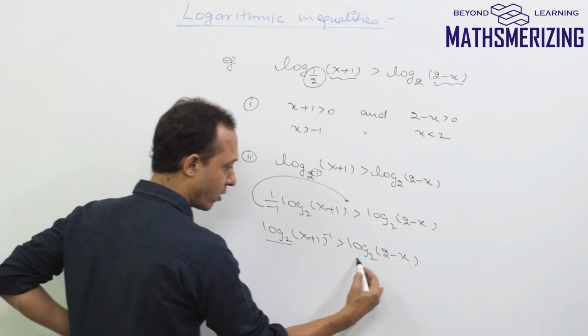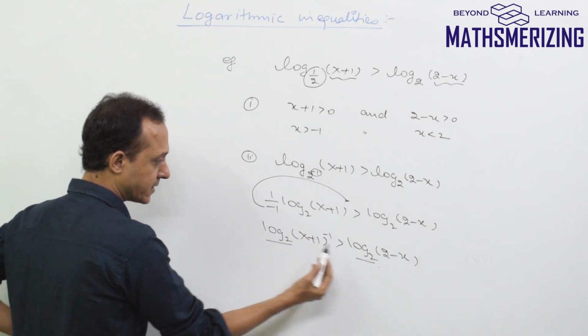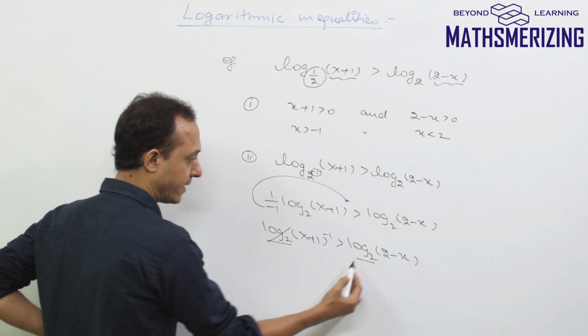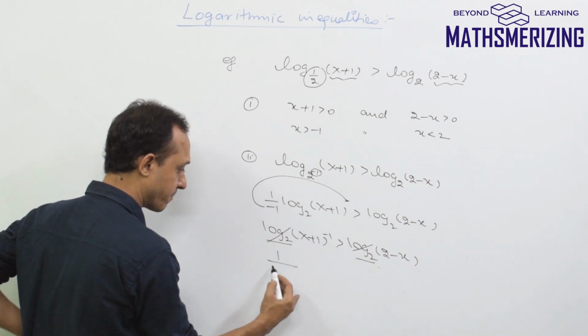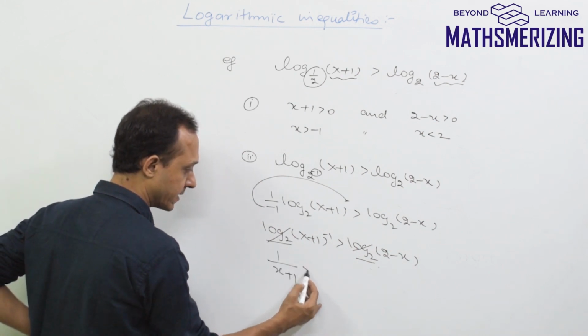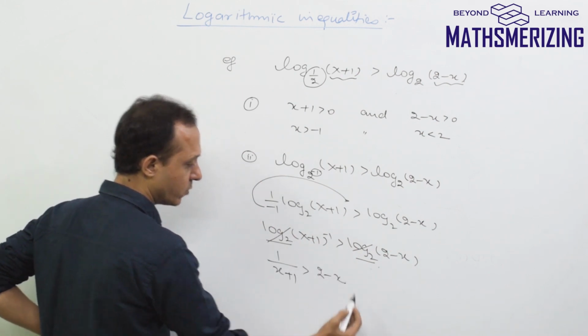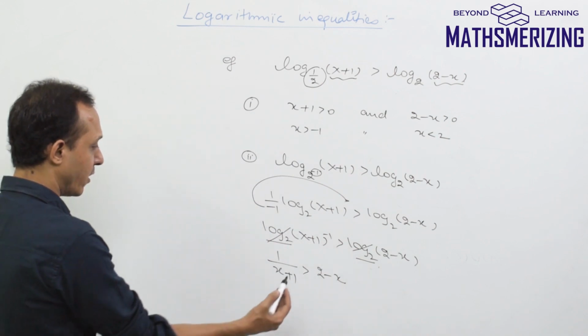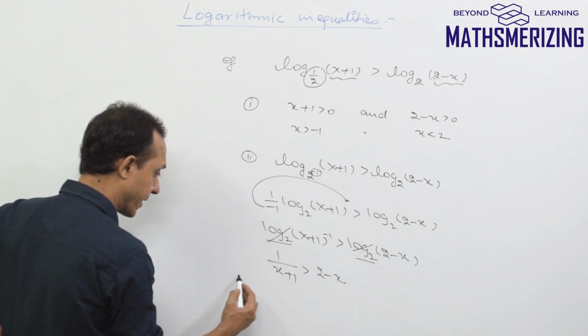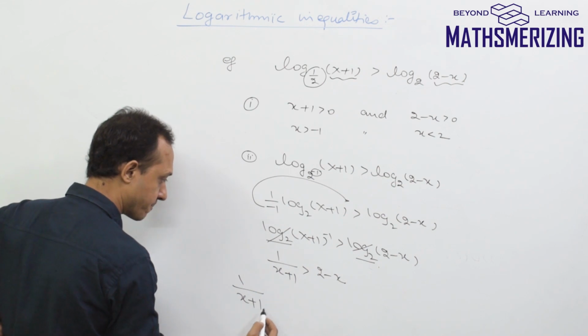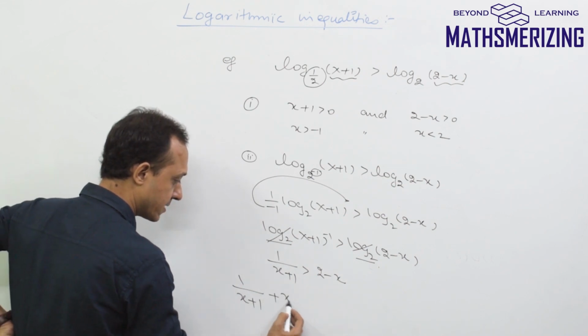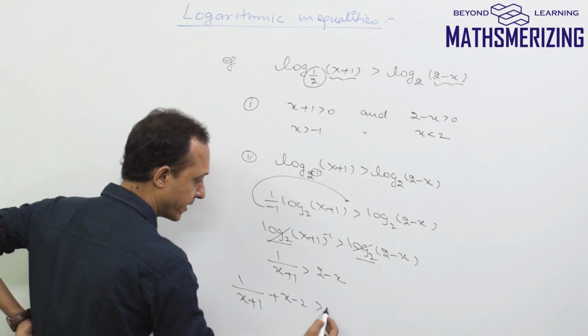Now it is log 2 and log 2 here. Because the base is greater than 1, if I take antilog, the sign doesn't change. So I'll write 1 upon x plus 1 is greater than 2 minus x. Now I'll take everything on the left hand side, so I'll write 1 upon x plus 1 and then plus x minus 2 is greater than 0.